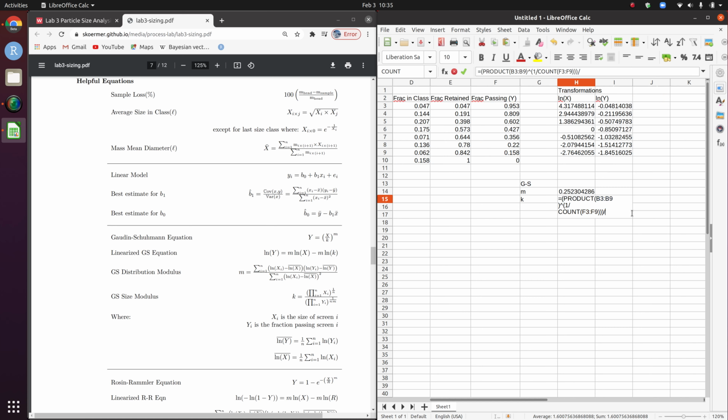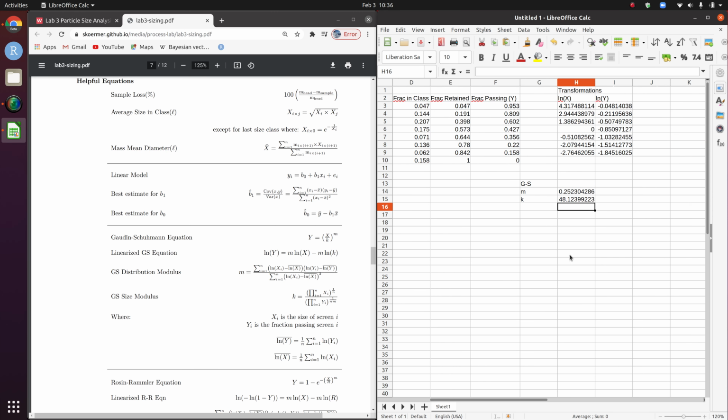Our denominator is another product, and we just use the fraction passing here without the 0. We'll also be dividing by 0. And we take that to the power of 1 divided by m times n again. So the count, which should be 7 in this case. You can just substitute 7 in your spreadsheet if you'd like. And making sure I have enough parentheses, hit enter, and we have k.